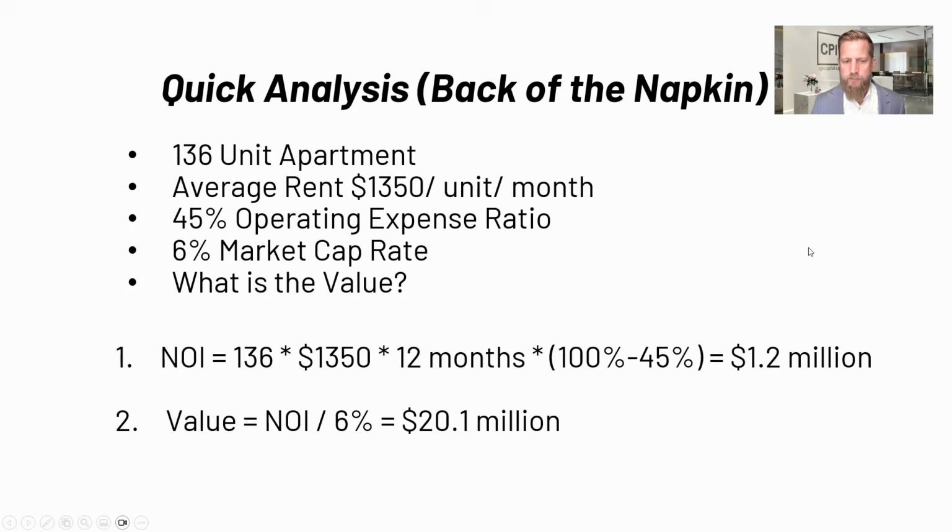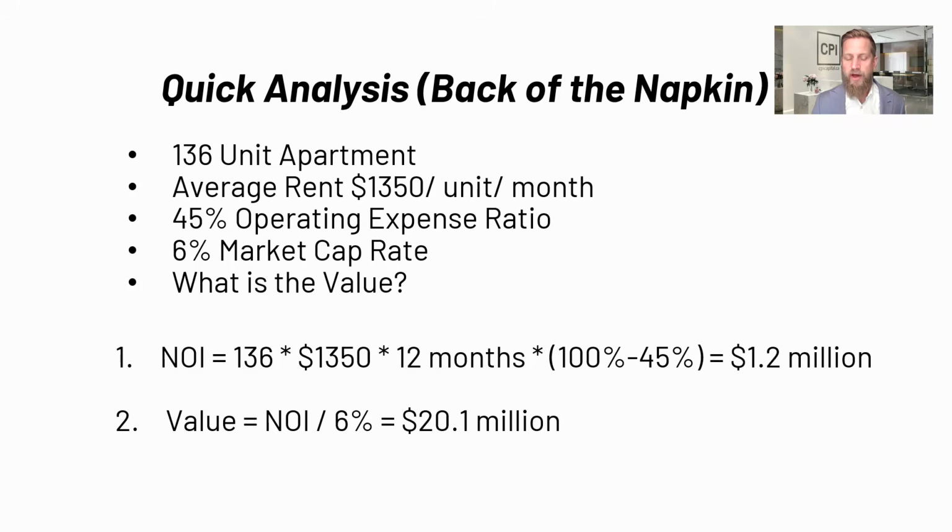Doing some quick math, we're first going to figure out the net operating income of this property. To do that, you take 136 units times the $1,350 per month per unit, multiply by 12 months to get your yearly income. Then you multiply it by the operating expense ratio, so 100% minus the 45%. And you're going to end up with 1.2 million for your net operating income.